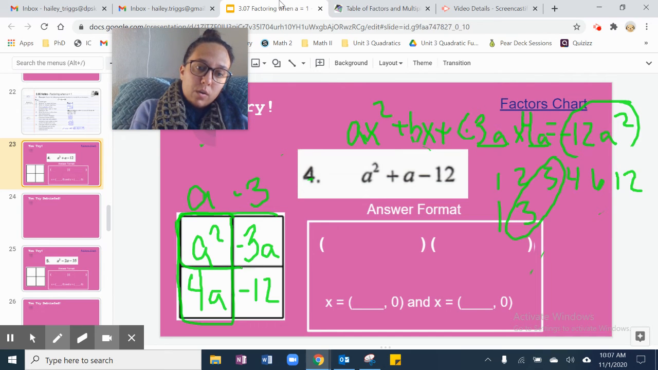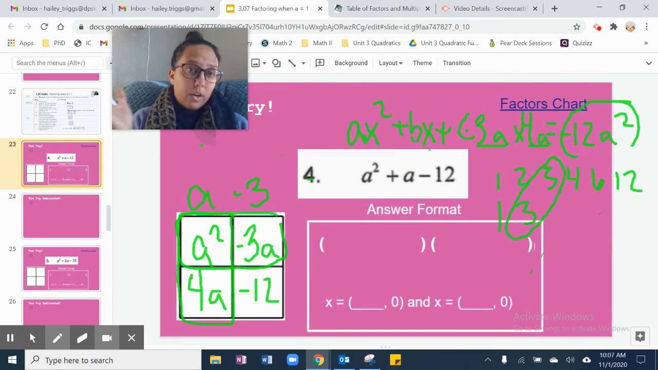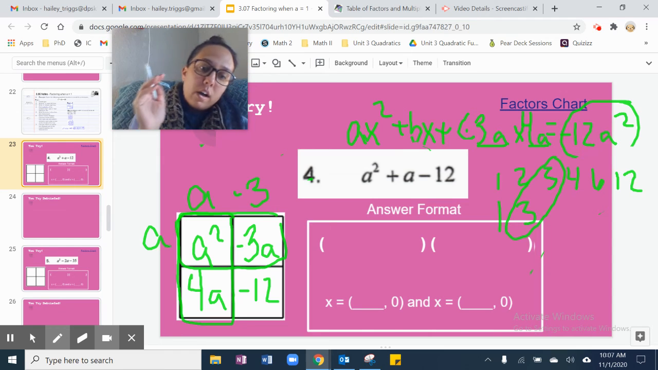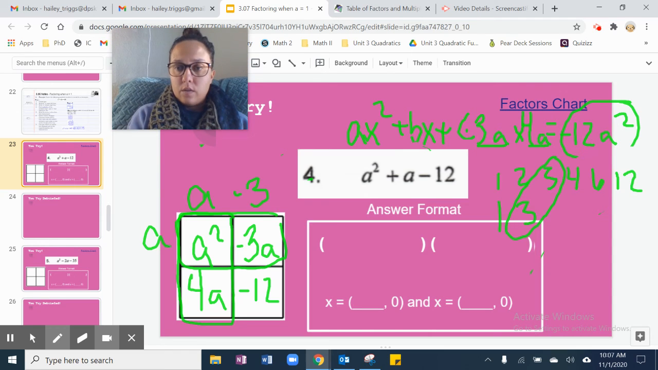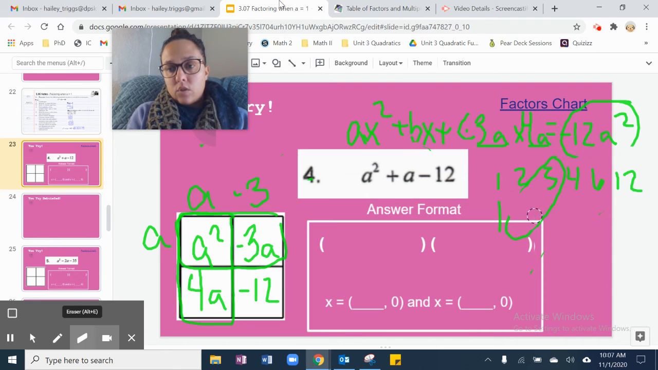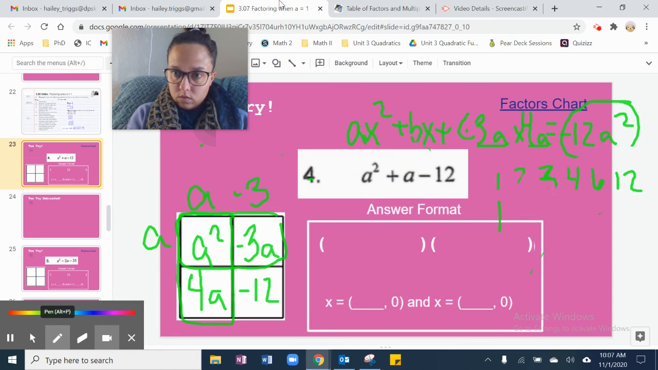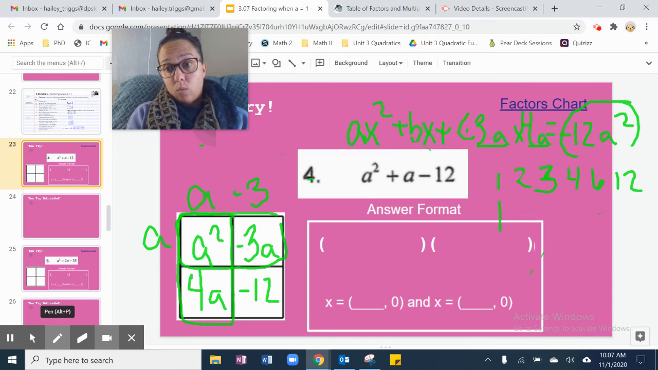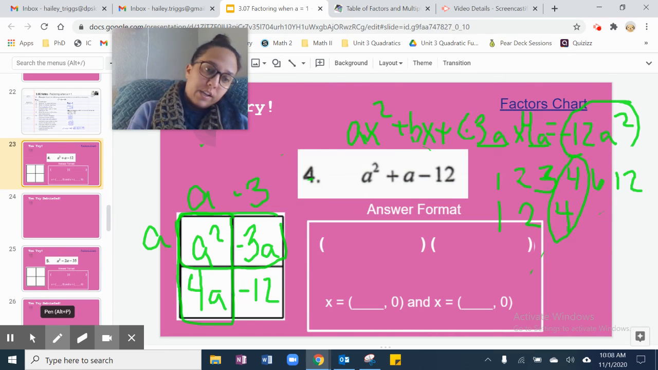From the first column, again, a squared has a 1 in front of it, so there's really no number that we're going to pull out. But it has a squared and negative 3a. They both have an a, so we'll pull a out. And then for 4a and negative 12, the factors of 4 are 1, 2, and 4. I always say multiples, but I mean factors. So the greatest common factor is 4.